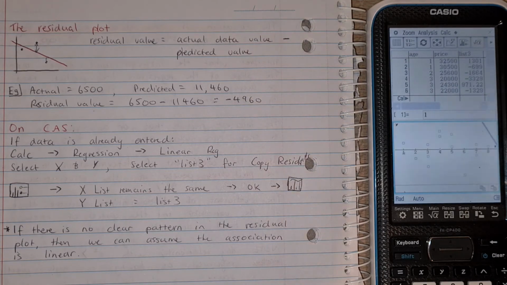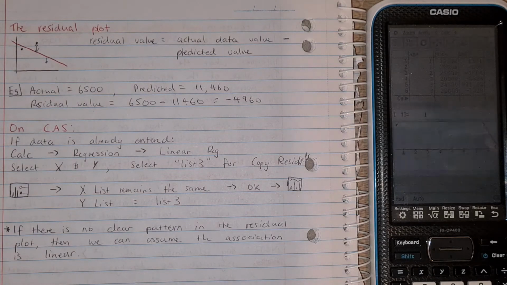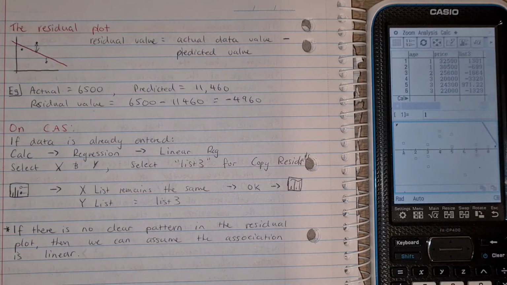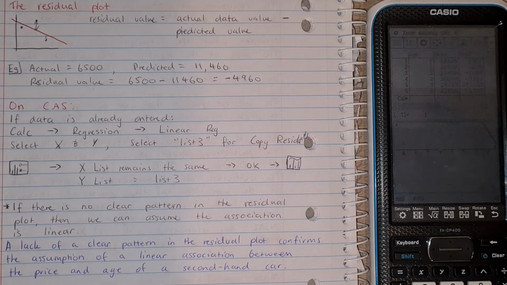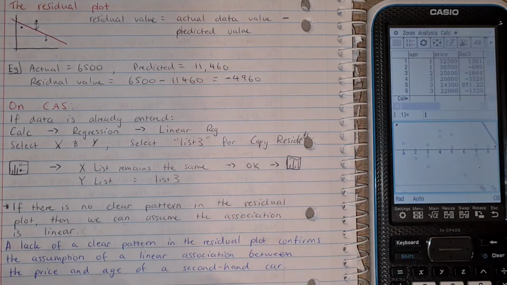Usually you can see by eye, by the scatter plot between age and price, whether the relationship is linear, which is what we did at the very start. But the residual plot is able to pick up very small differences. So this is an even better way of assessing the linearity between these two variables. So in words, we can say from this residual plot, a lack of a clear pattern in the residual plot confirms the assumption of a linear association between the price and age of a second-hand car.